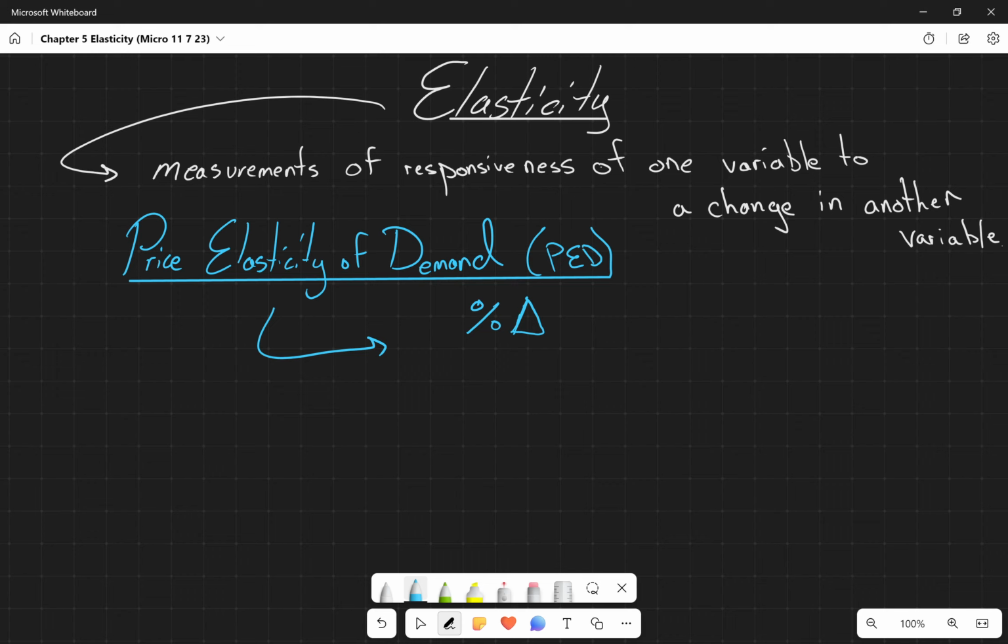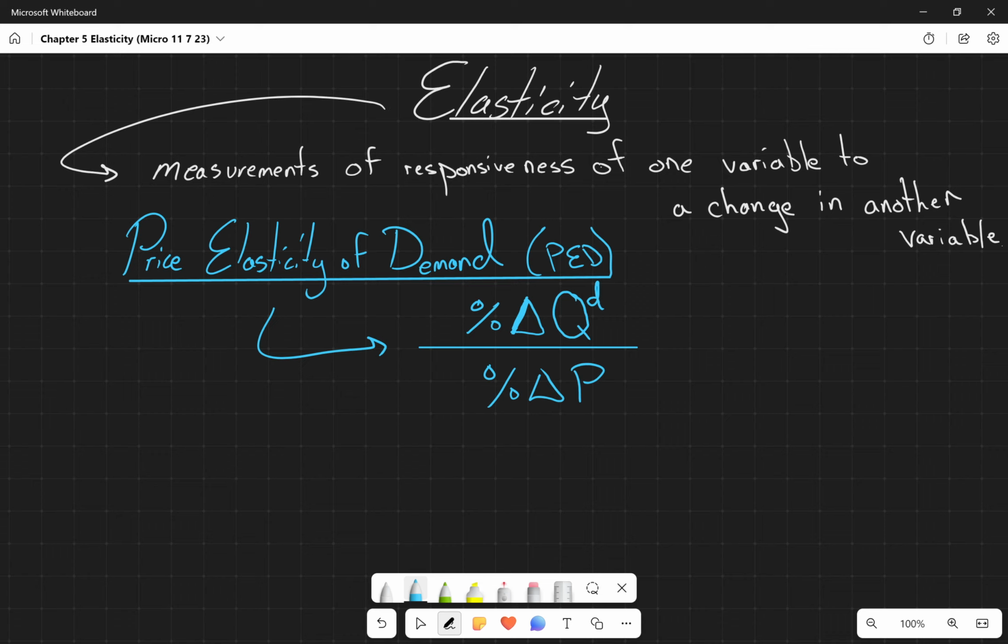So our price elasticity of demand is our percentage change. So percent, and then this delta symbol here means our change. And we're going to talk in more detail about how to calculate a percentage change in 1 second. So the percentage change of the quantity demanded in the numerator, and we're going to divide this by the percentage change in the price in the denominator. So price elasticity of demand is simply the percentage change in our quantity demanded of a good or service divided by the percentage change in the price.